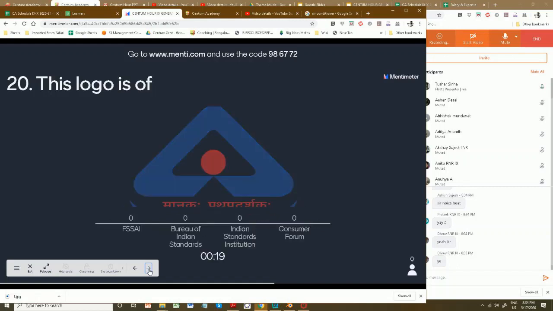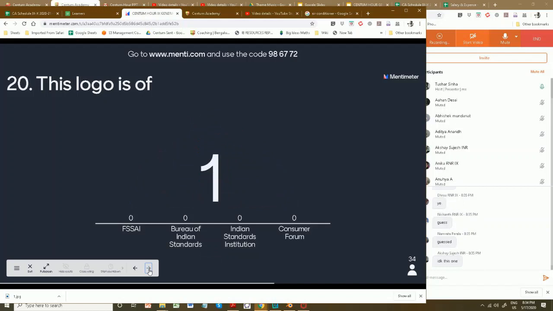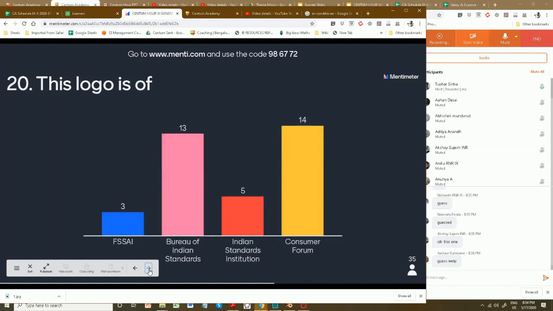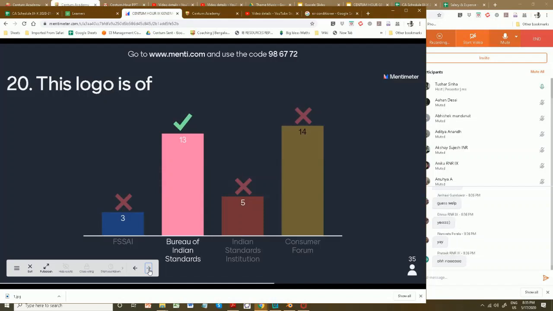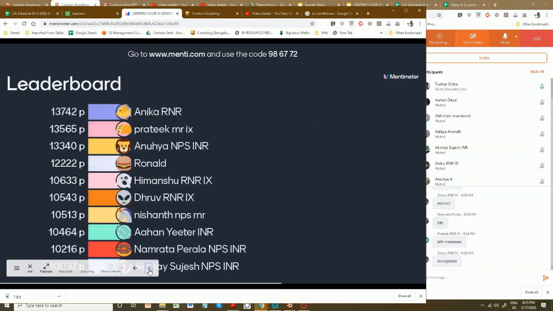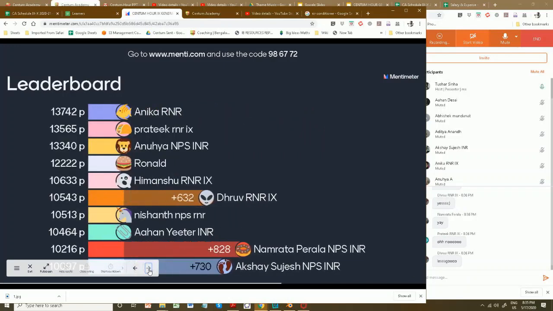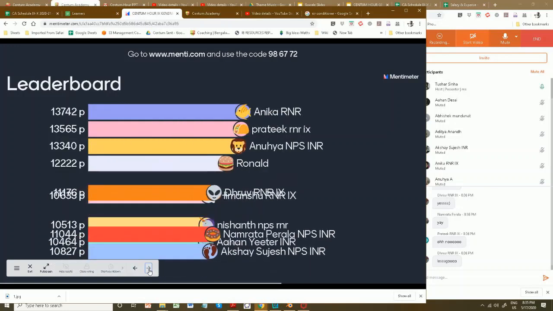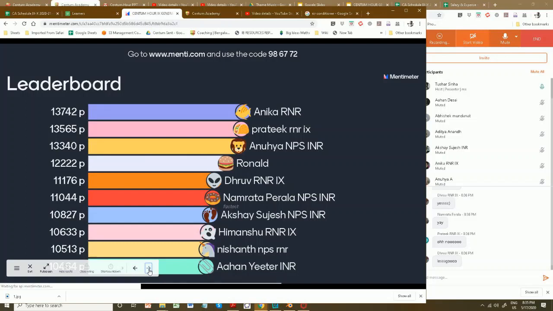Where do you see this? That means you don't really look at the equipments and tools around you. It's Bureau of Indian Standards, right? So, if you go and purchase jewelry or anything where weights and measures are involved, there you'll see this kind of logo, right? Okay, very good. So lots of people have guessed only Namrata and Dhruv. Okay, but not much of a difference in the leaderboard as such. Let's go to the next question, guys. Here is the next one.